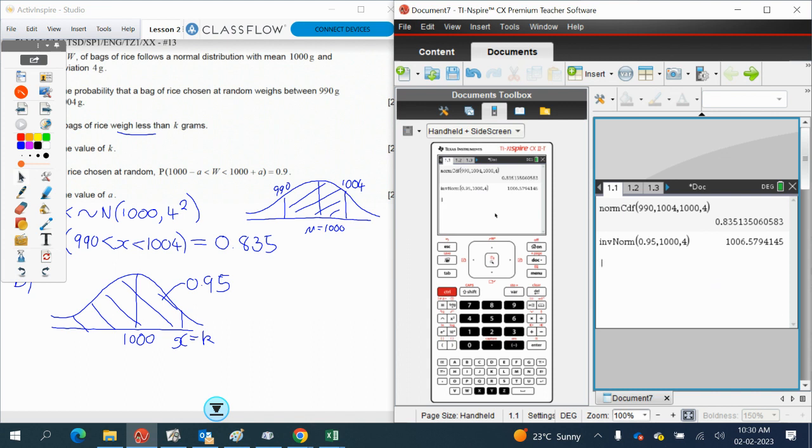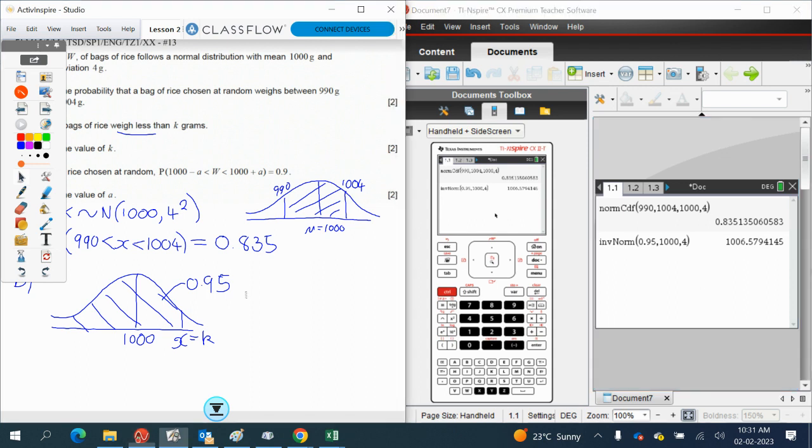Rounding this one to 3 significant figures, I wouldn't normally do this for this type of question. I would give a few extra digits. Because if you round this one to 3 significant figures, you're going to get 1010, which is not really a great number.